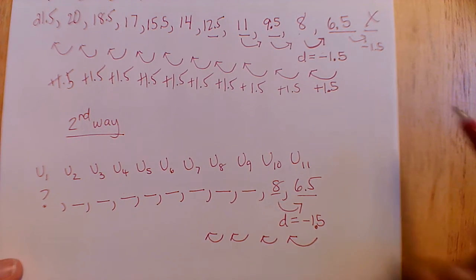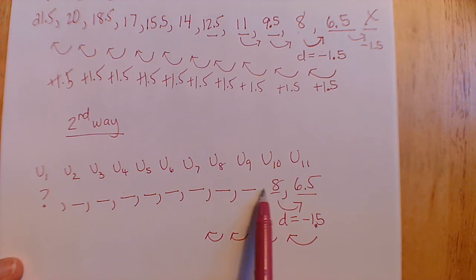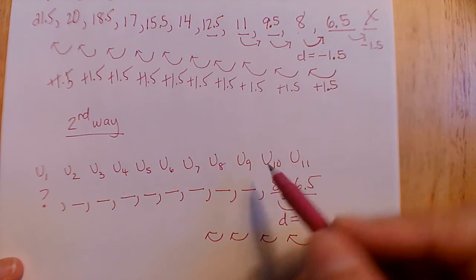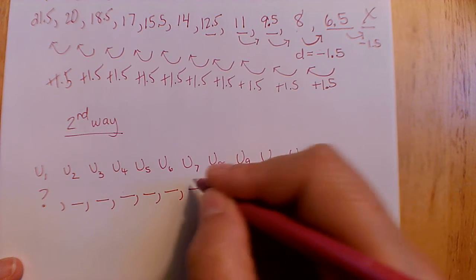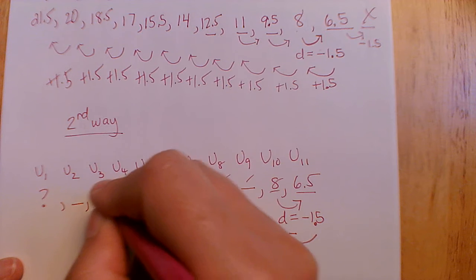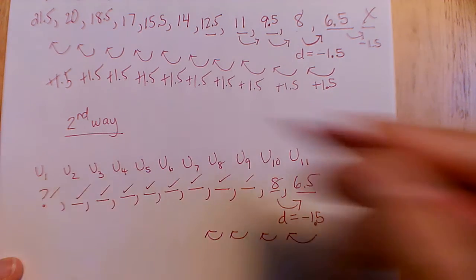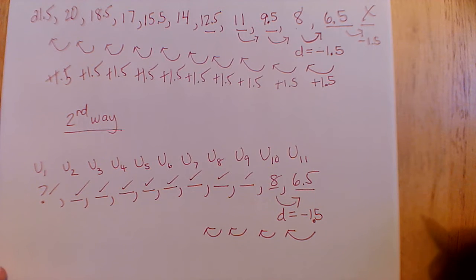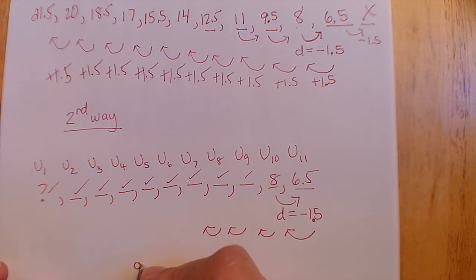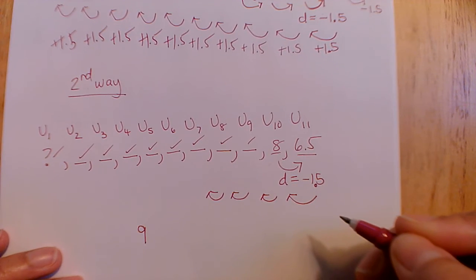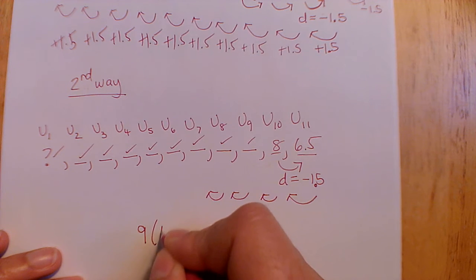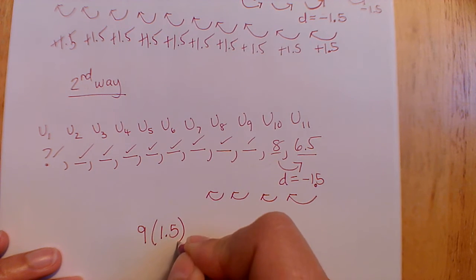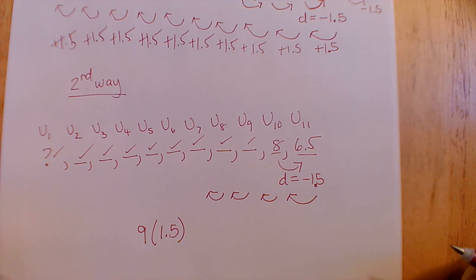We had to do it a lot. So from here, how many times did we have to add 1.5? So let's count. We had to add it 1, 2, 3, 4, 5, 6, 7, 8, and to get down to 9, we had to add it there. All right. So what we can do this way is we can take the number of times, 9, that I had to add 1.5, and we can multiply.